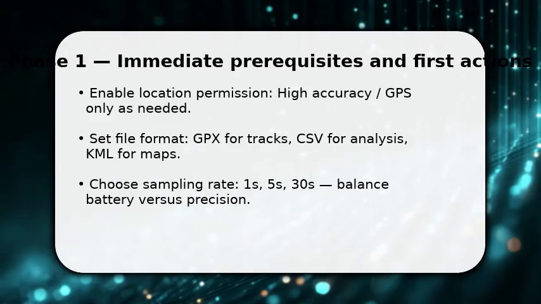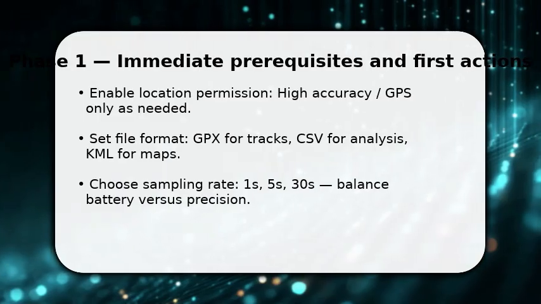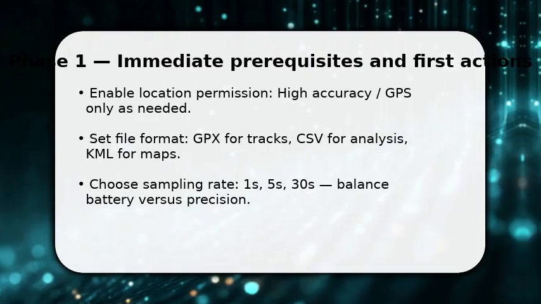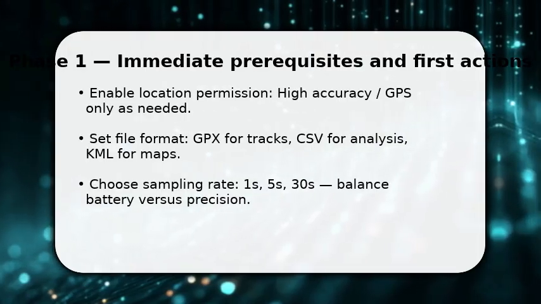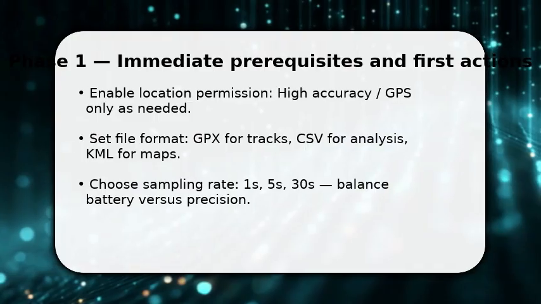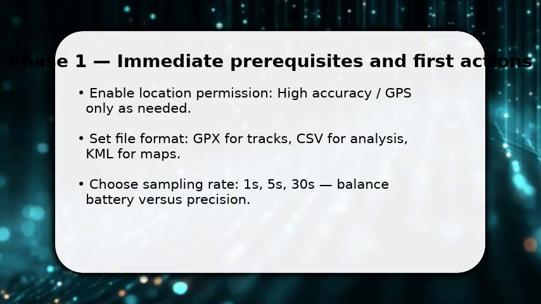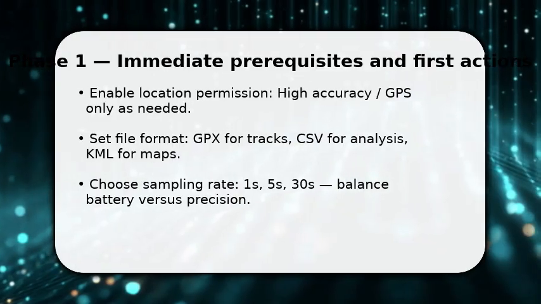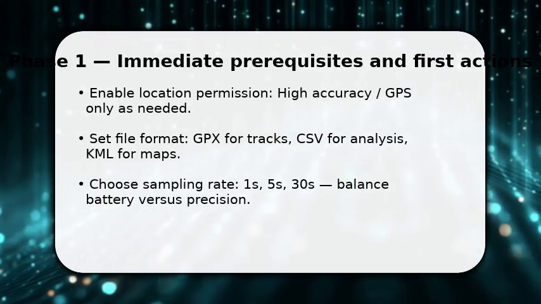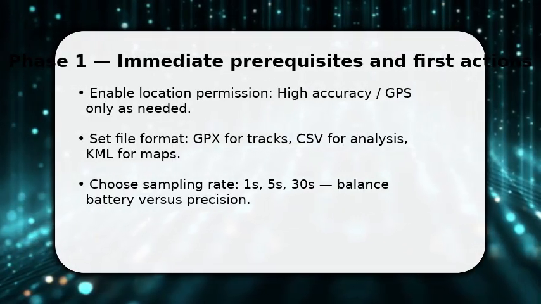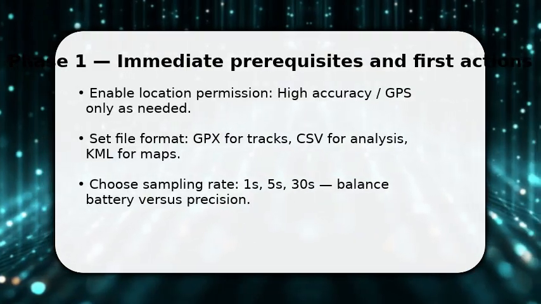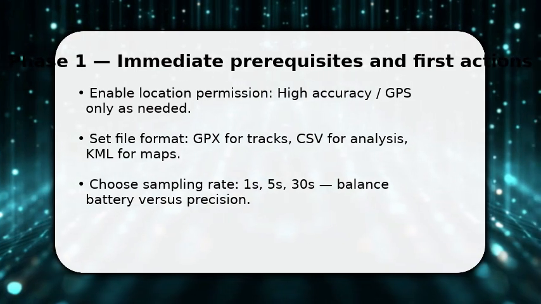You begin by granting high-accuracy location permission and selecting the file format you need: GPX for full track detail, CSV for tables, or KML for mapping. Next, set the sampling rate, 1 second for precise routes, 5 or 30 seconds to save battery. Make sure to pick a storage folder with enough space. Low storage breaks logs. Once done, press the record button and watch the app acquire satellites. You will see a fix indicator when it starts.